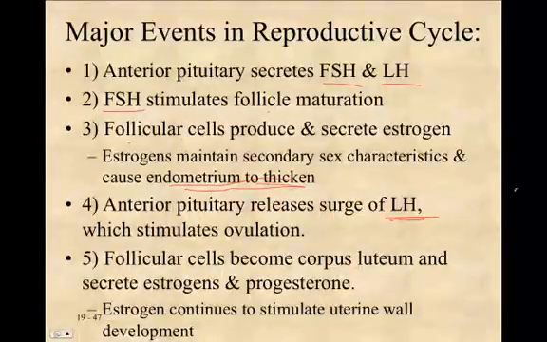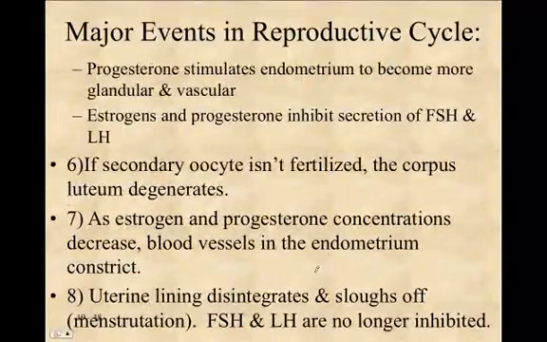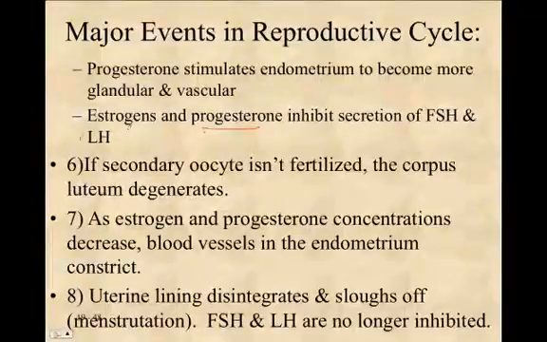So then the oocyte is released into the uterine tubes, and then the follicular cells that are left behind in the ovary end up becoming the corpus luteum, and they're going to secrete estrogens and progesterone. Estrogen, again, will continue to stimulate that uterine wall to get thicker, and progesterone is going to stimulate the uterine wall, the endometrium, to become more glandular and vascular. Okay? And both estrogen and progesterone will inhibit, again, follicle-stimulating hormone and luteinizing hormone.